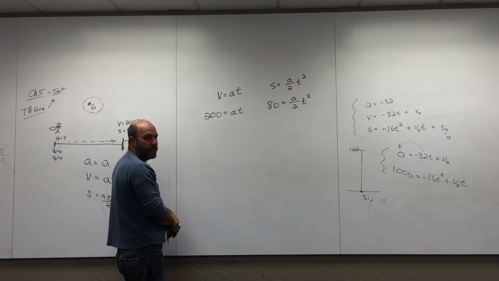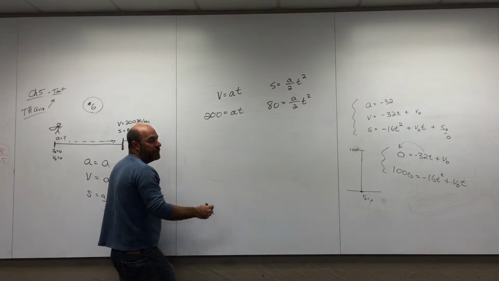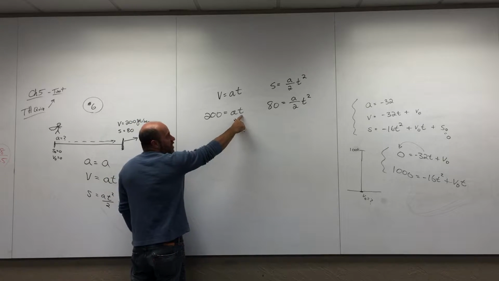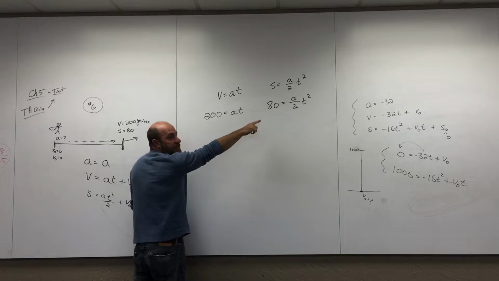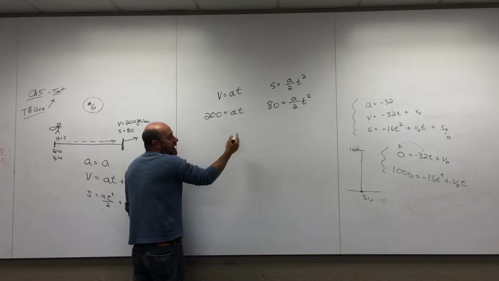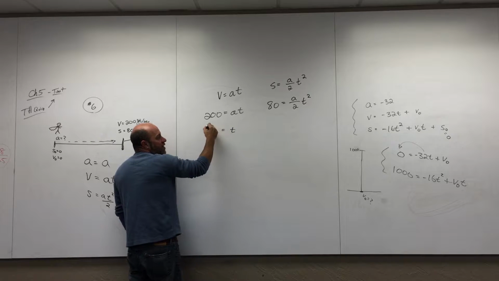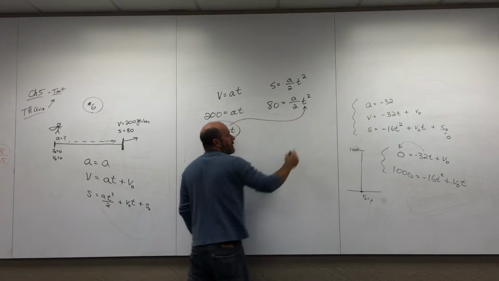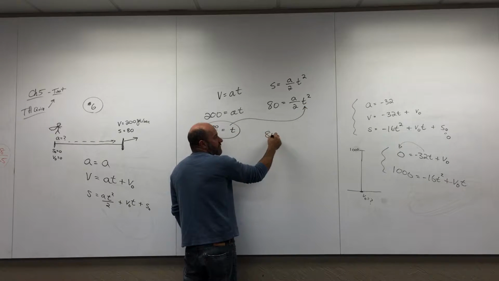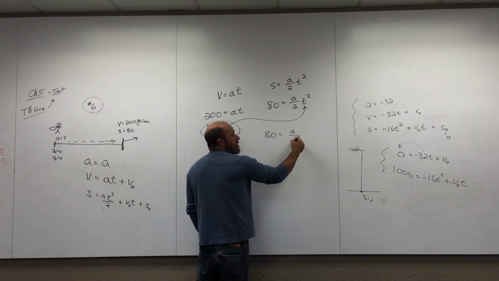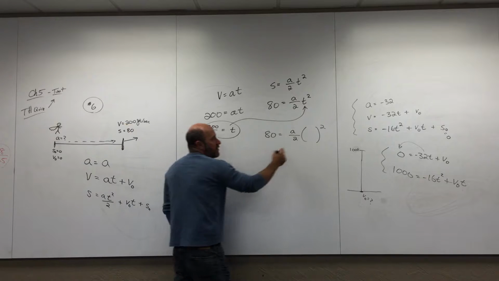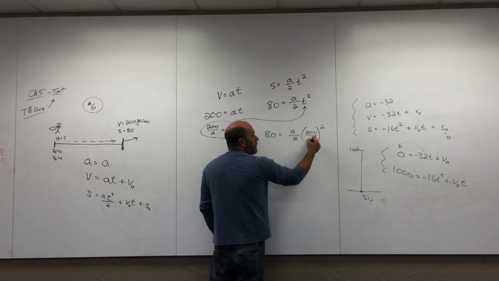Want me to finish? 200 over t equals a. However, you can either solve for t or solve for a and substitute over there. Either way, I think I'll solve for t. If I solve for t, I get 200 over a. And then I think I'll substitute that in for t. Is that okay? Now, I've got to fight through some algebra here, but this is a over 2, and then this is something squared. What is it squared? 200 over a. 200 over a squared.